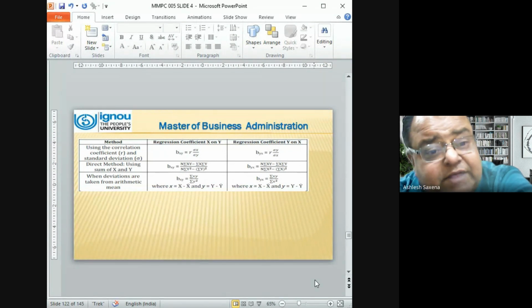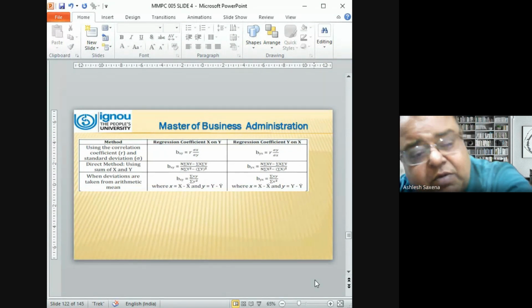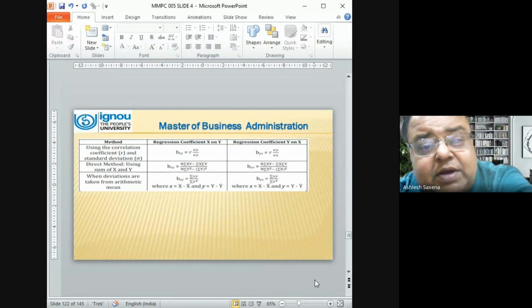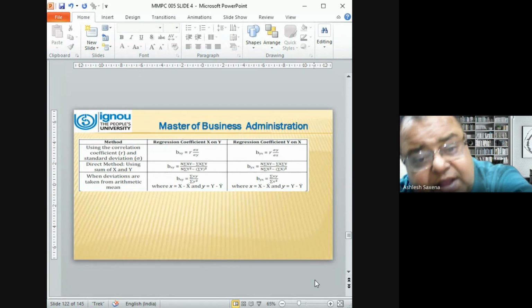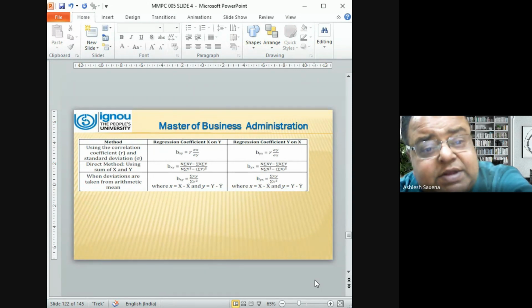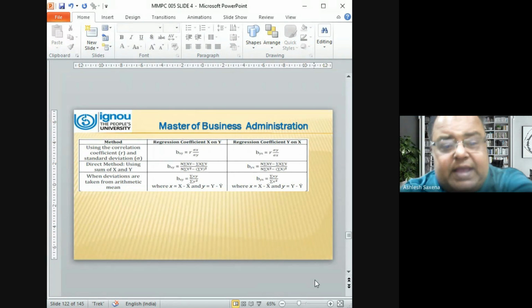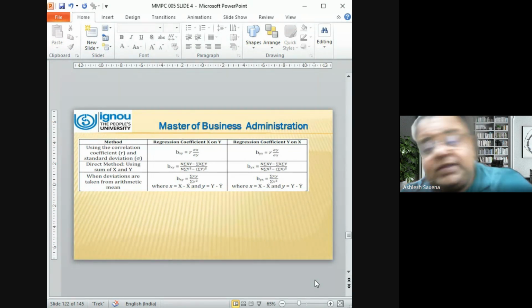And for byx, the direct method using the sum of x and y: bxy is equal to n times summation xy minus summation x summation y, divided by n summation y square minus summation y's whole square. And your bxy will be equal to summation xy upon summation y square when the deviations are taken from the arithmetic mean. Similarly, you will be calculating for y on x, but you have to remember the formulas.